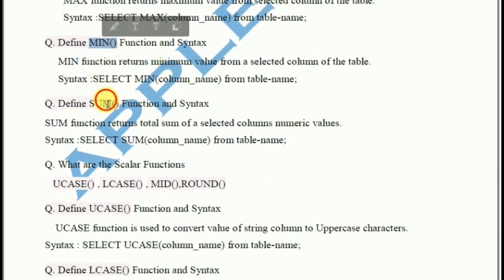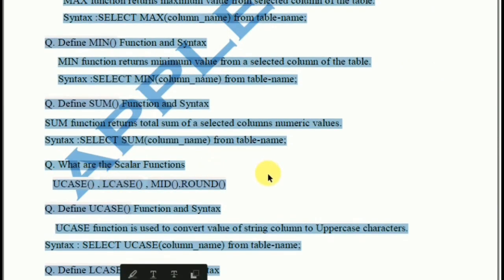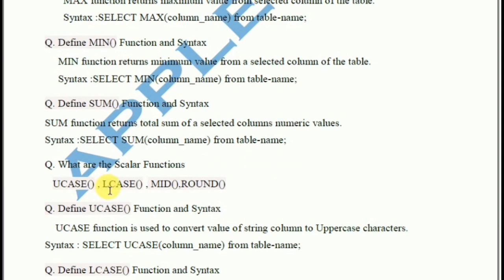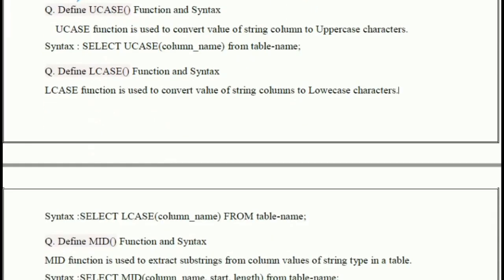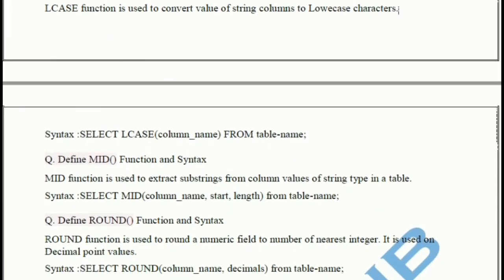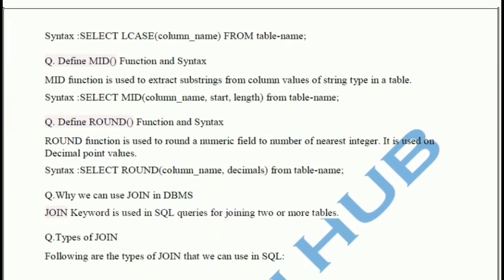Minimum, sum. What are the scalar functions here? UCASE, LCASE, MID and ROUND. So these four are under scalar functions. So the syntax is also here, right? I gave the syntax also. Mid, round, right? The rounded value will be displayed.